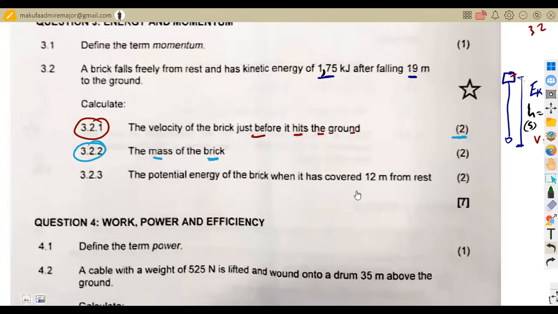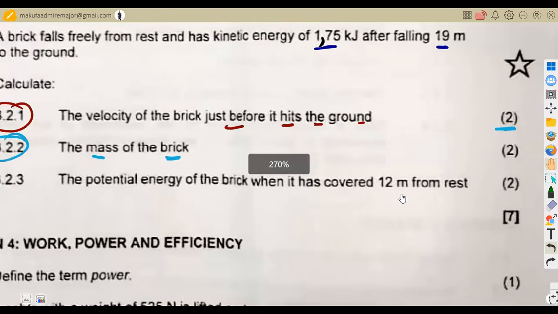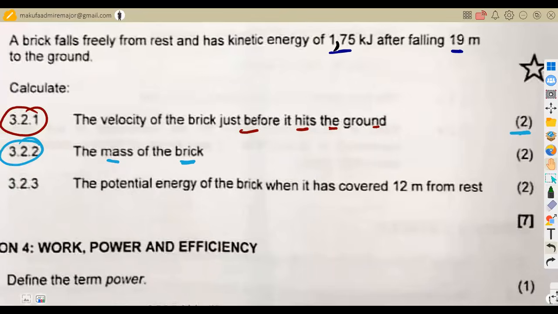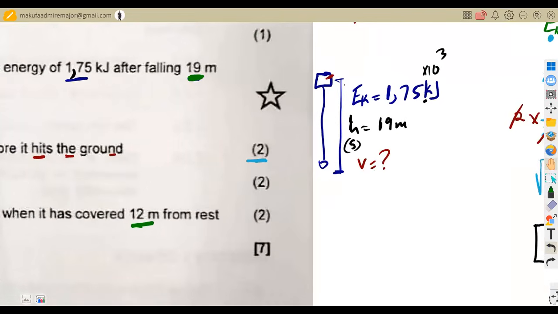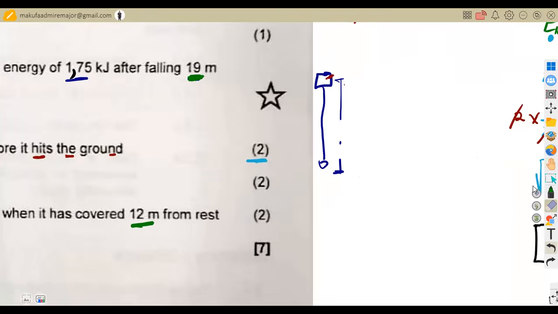Then the potential energy of the brick when it has covered 12 meters from rest. Remember, this object is falling from rest. It's supposed to fall for 19 meters. As it is falling, they are saying it did not cover the exact 19 meters, it just covered 12 meters, meaning it is not reaching the ground. It's supposed to reach the ground to cover the 19 meters, but now it is not because of the 12 meters that we are going to have.